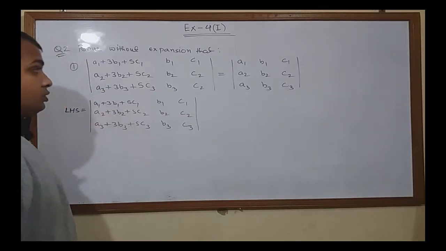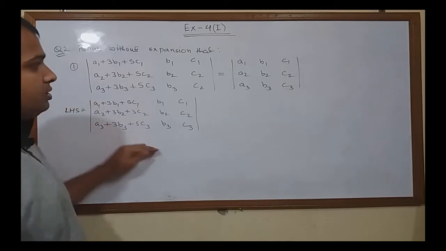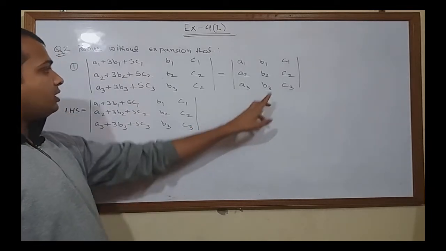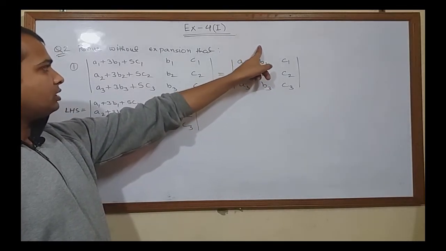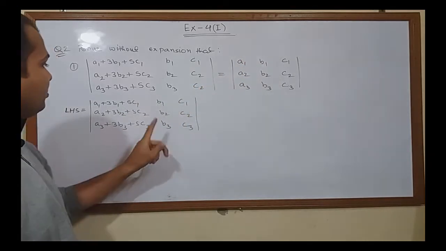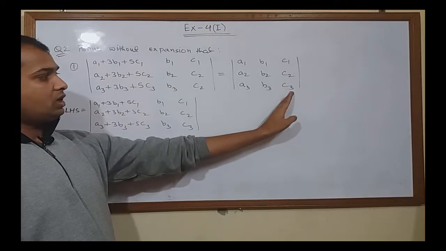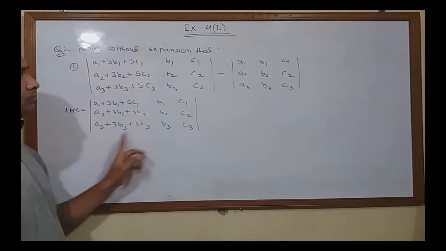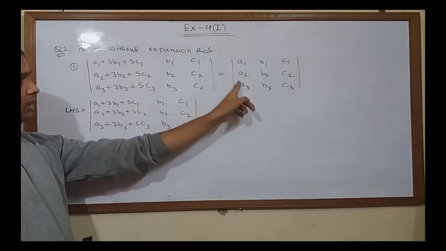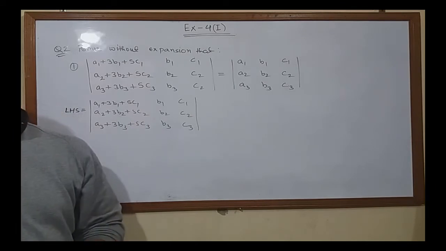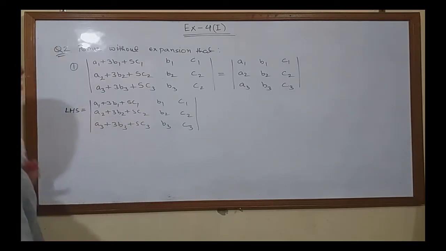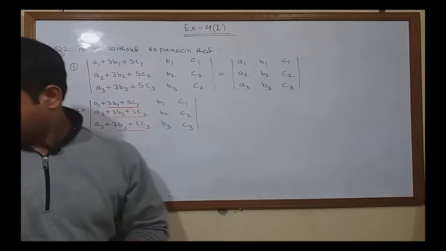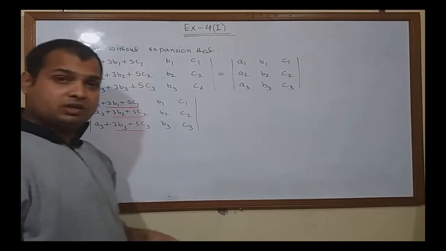Now we need to use the properties of determinants to show that this is equal to the right hand side. You'll observe one thing here: whatever we have in the second column on the right hand side, the same thing is on the left hand side. Whatever you have in the third column on the right, same thing here on the left. But in the first column, here you have a1, a2, a3, but here you have something different. So these extra terms have to be removed using the property.